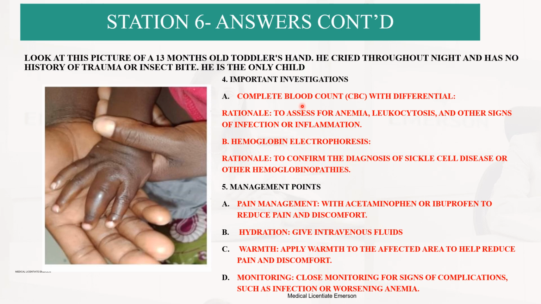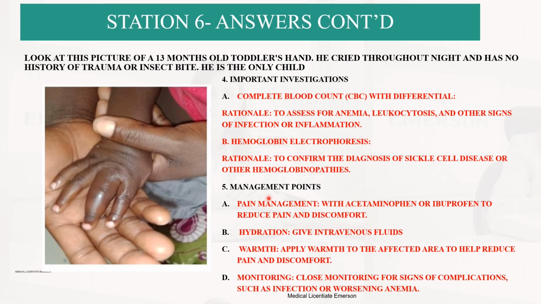Okay, question 4 says important investigations we can do. So number 1, we can do a complete blood count with differential count, where we have to assess for anemia, leukocytosis, and other signs of infection or inflammation. The other investigation we can do is the hemoglobin electrophoresis, where we have to confirm the diagnosis of sickle cell disease or other hemoglobinopathies. So we are done with those 2 investigations.